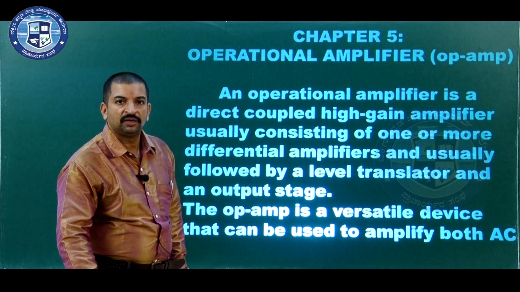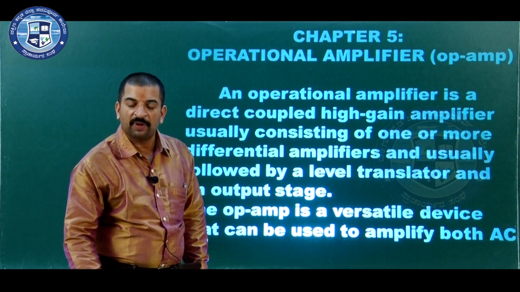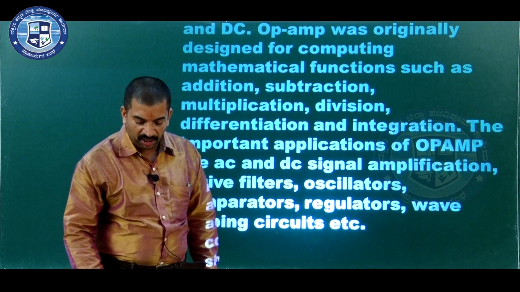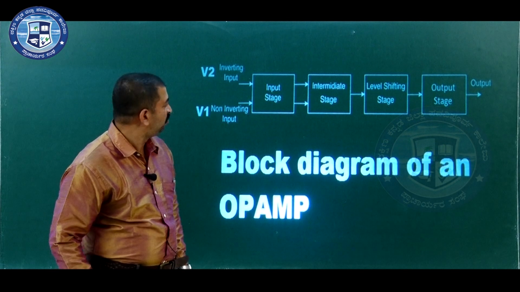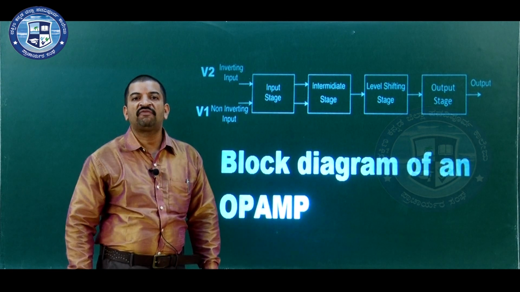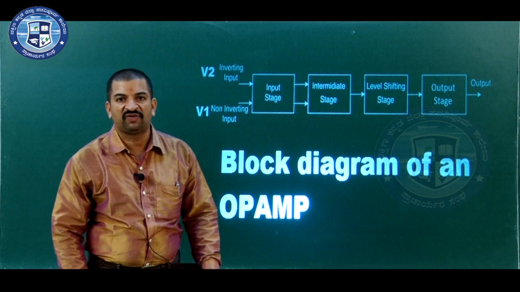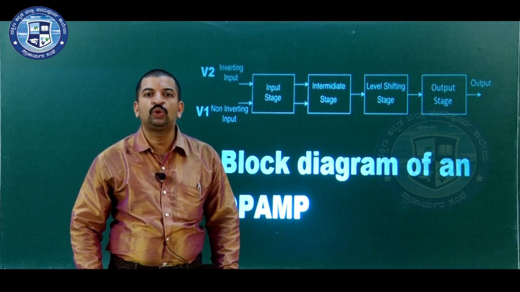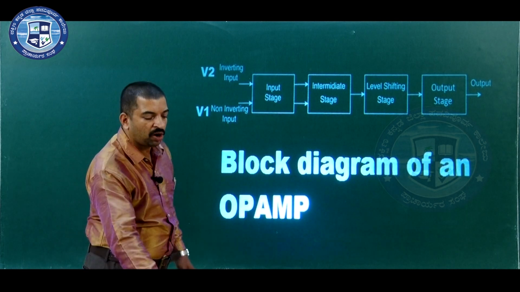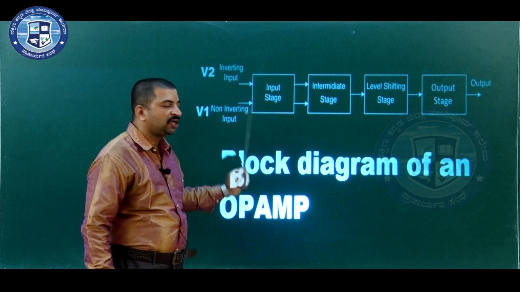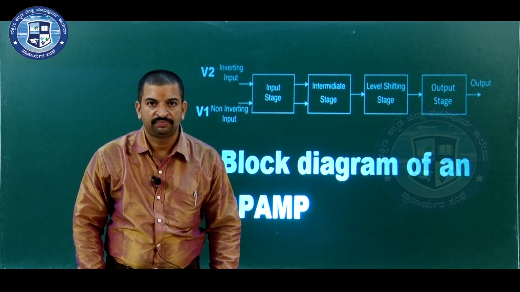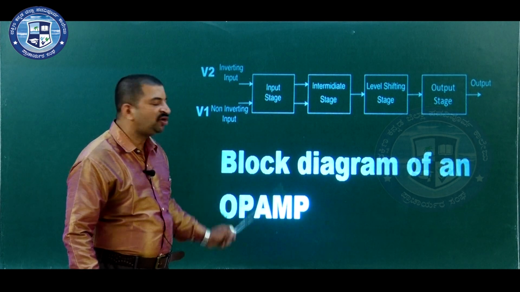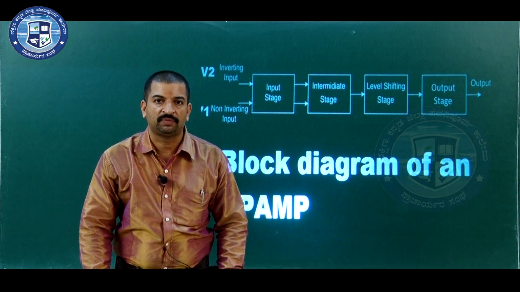Let us study the block diagram of the general purpose operational amplifier. This is a block diagram of the general purpose operational amplifier. The operational amplifier consists of two inputs. These inputs are called the inverting input and the non-inverting input. The inverting input is marked as V2 and the non-inverting input is marked as V1.